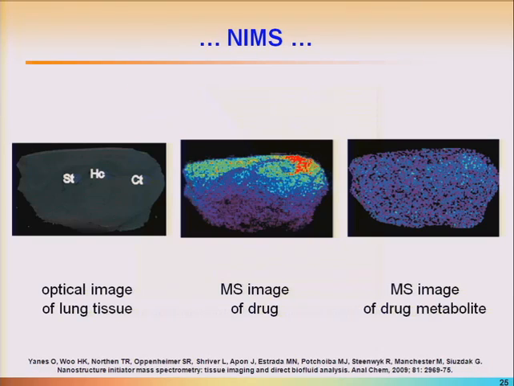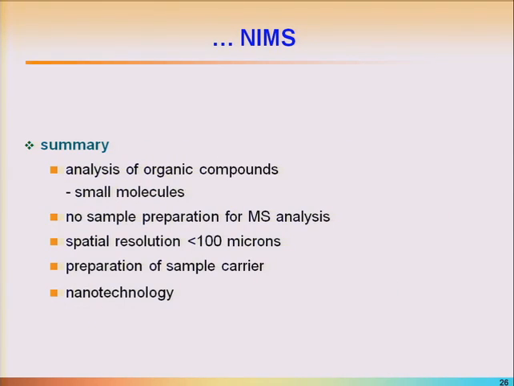These are early times for NIMS, but here there's already an example where we have an optical image of a lung tissue, and you have the MS image of the drug, which is clearly located in certain parts of the lung, versus the drug metabolite, which is distributed throughout. So I think this application shows the potential of nanomaterial. At the moment, it's being used for small molecules.